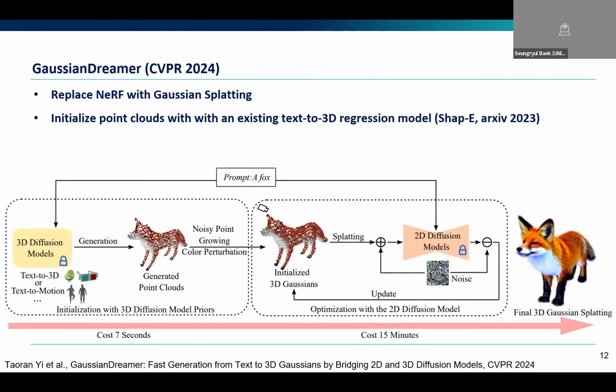GaussianDreamer is a later work. It replaces NeRF with Gaussian splatting. And additionally, when they initialize the Gaussian point cloud, they use existing text-to-3D regression models, reconstruction models. In their work, they use Shap-E, which is proposed by OpenAI. By using these prior 3D reconstruction models, you can generate 3D assets at fast speed.